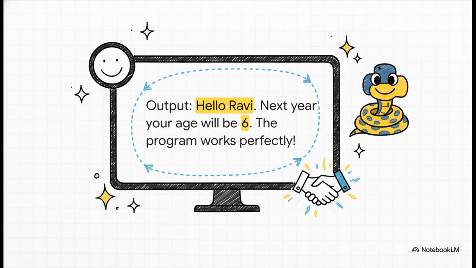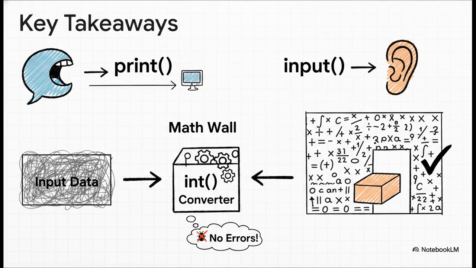That's a real conversation. So let's do a quick recap. Remember, print is for output. That's Python talking. Input is for input. That's you talking. The absolute key is that input always comes in as text. So if you want to do math, you have to use int or float to convert it. Getting this right will help you dodge so many common errors.